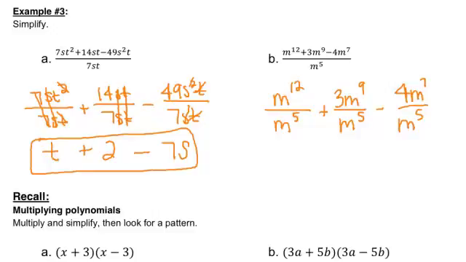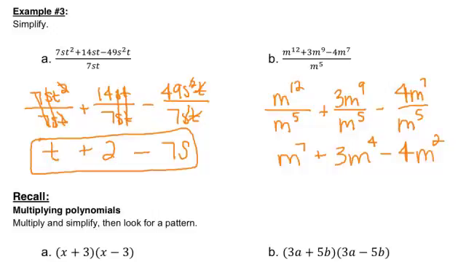Again, if you wrote it out, 12 m's and 5 m's in the denominator, 5 of them will cancel out. So we are left with m to the 7th plus 3m to the 9th over m to the 5th would be m to the 4th minus 4, and then m to the 7th over m to the 5th is m squared.